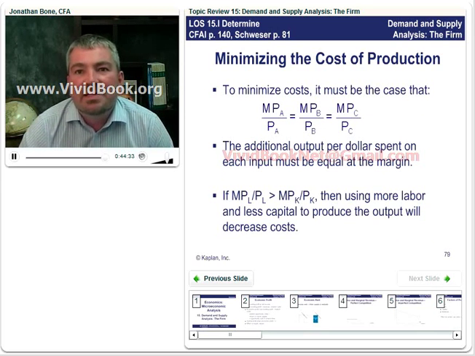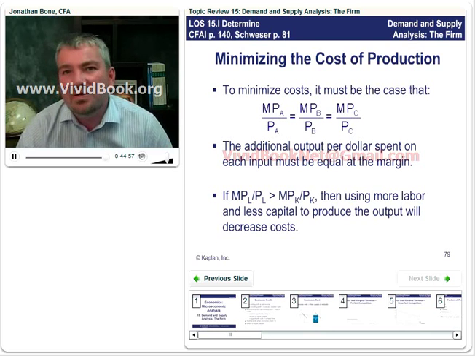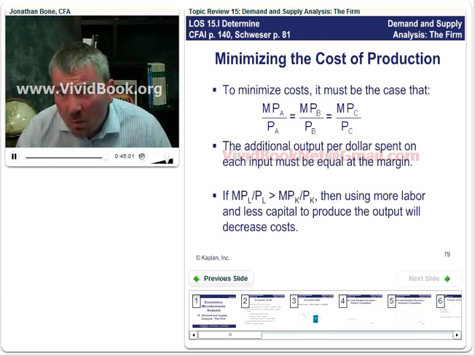Now, what they're simply saying here is to minimise firms' costs, it must be the case that the marginal product of factor of production A divided by the price of factor of production A should equal the marginal product of factor B over the price of factor B should equal the marginal product of C over the price of C. The additional output per dollar spent on each input must be equal at the margin. Now, what do we mean by this?